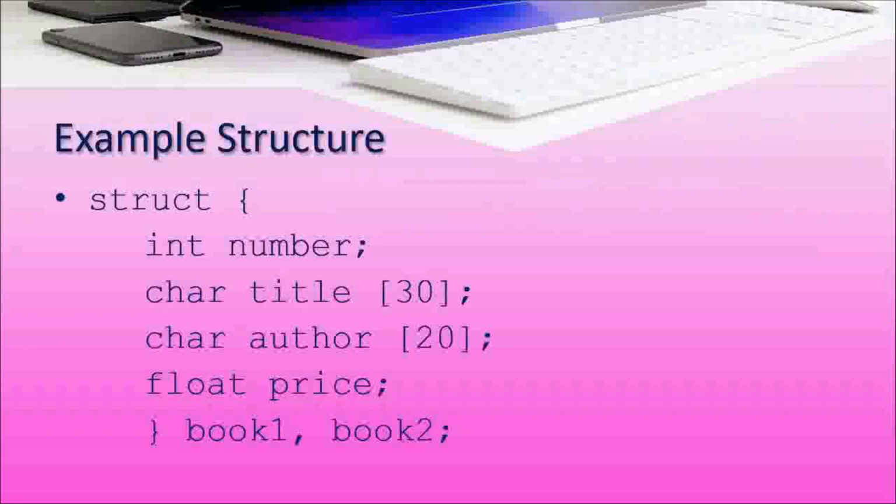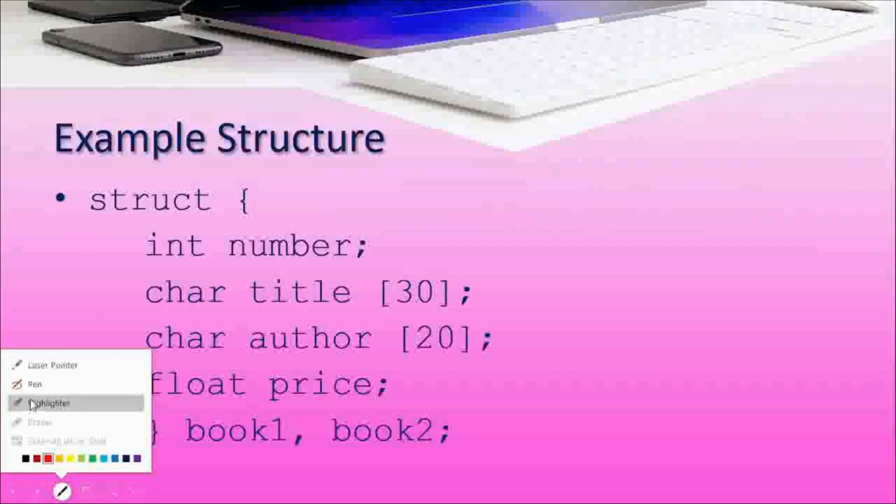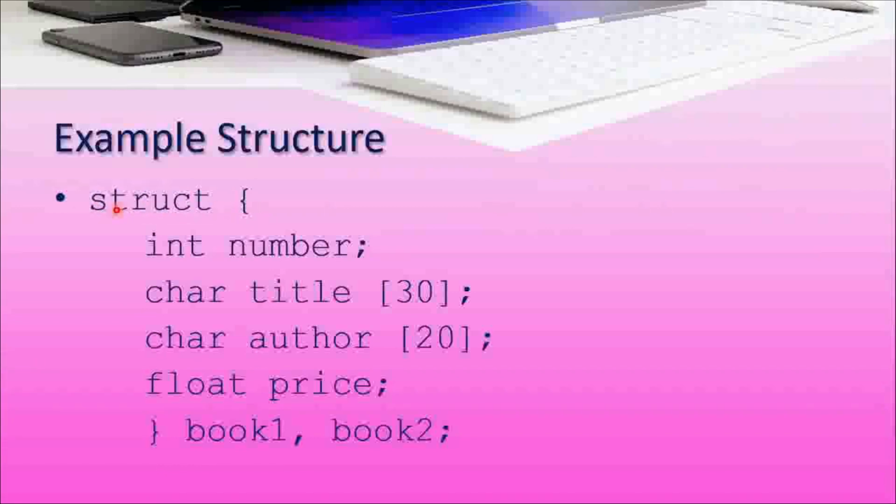As we have seen in an example, a structure definition always starts with struct. This is a keyword, struct. Then the braces start, and the members within the structure are defined in the same way as we define identifiers in a C program. So that is like int number. We are defining a variable number of type int.